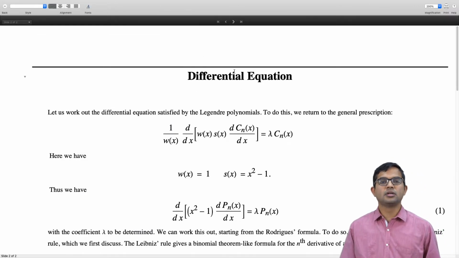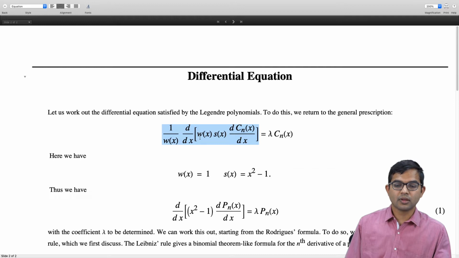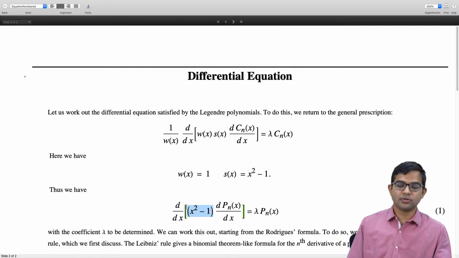So the idea is to work out this quantity, and we have already argued that this must be a factor of the polynomial in question. So you must construct this product of these three quantities for the Legendre polynomials. W of x is equal to 1, s of x is equal to x squared minus 1. So you put x squared minus 1, multiply by the derivative of the Legendre polynomial of nth order Pn of x, and then take the derivative of this object. This whole quantity had better be directly proportional to the polynomial itself.